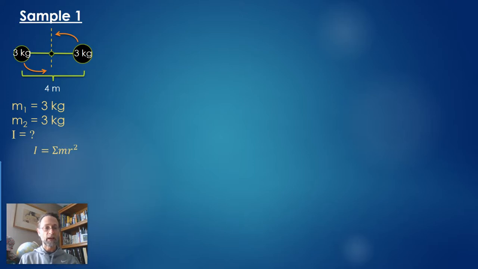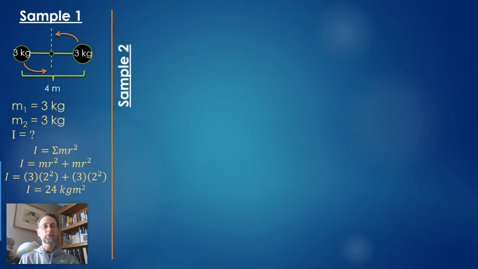So remember that it is mr squared, or the sum of mr squared. So I can literally, since it's 2 point masses, add the two together, mr squared plus mr squared, and plug in my values, 3 and 2 and 3 and 2, and I'm going to get a total moment of inertia of 24 kilogram meters squared.